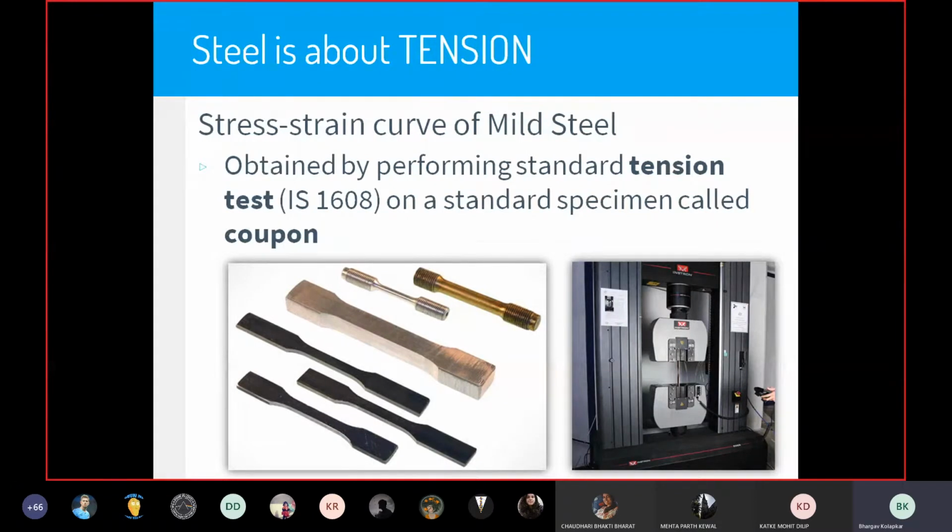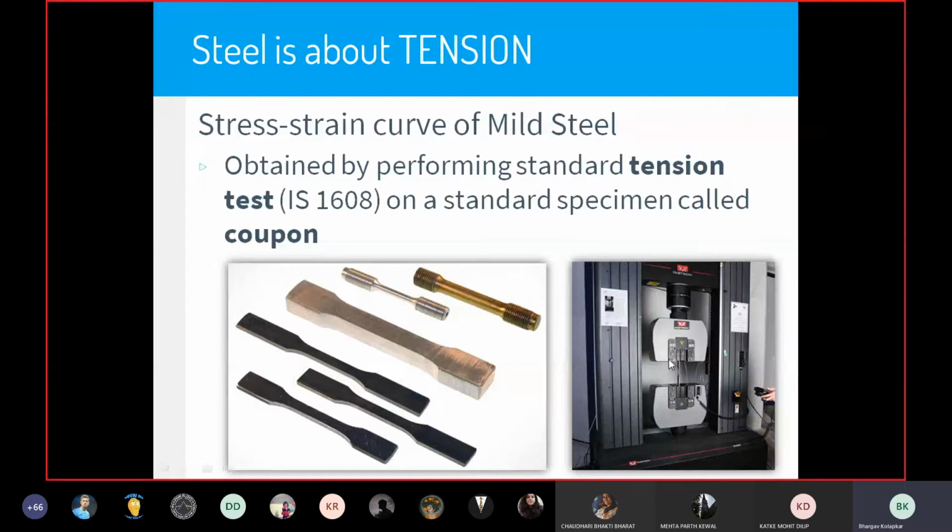Okay. So how do we gauge or measure this strength? How do we measure how much tension steel can take? To put a number on how much tension a steel can take, we have a test called the tension test, which is performed with the help of a machine called the universal testing machine. The machine that you see on the right side is a universal testing machine.